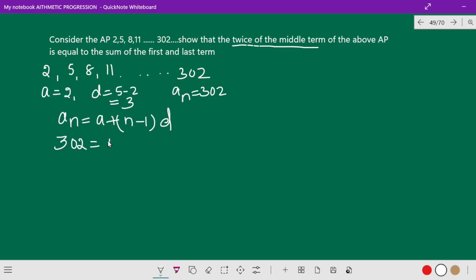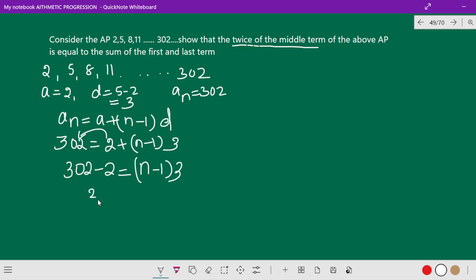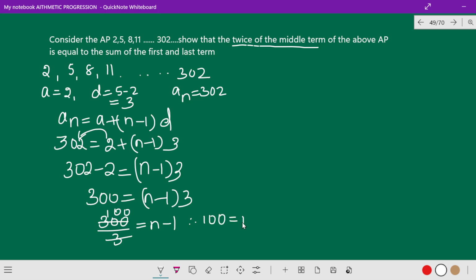302 is equal to 2 plus (n minus 1) into 3. Shift that to this side. 302 minus 2 is equal to (n minus 1) into 3. 300 is equal to (n minus 1) into 3. This 3 will come down: 300 divided by 3 is equal to n minus 1. 3 ones are 3, 3 zeros are 0. Therefore, 100 is equal to n minus 1. Therefore, n is equal to 99.